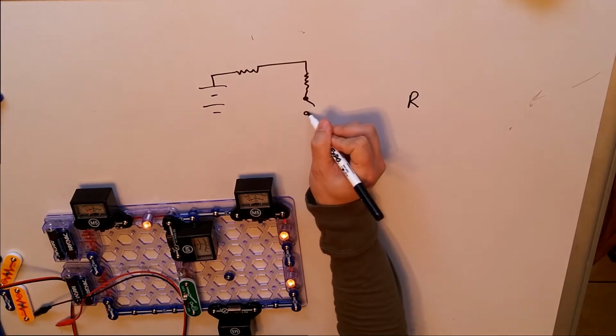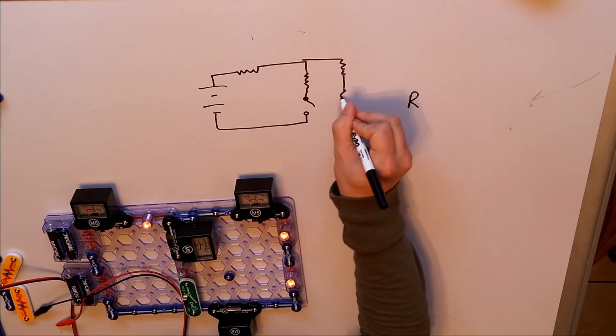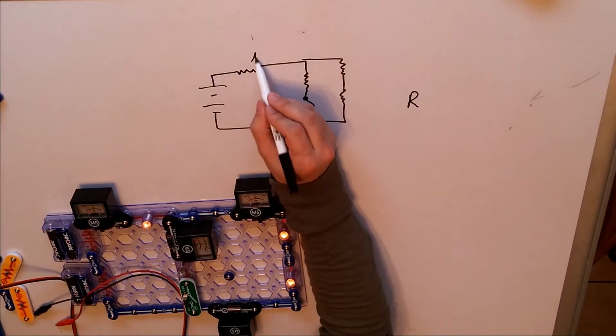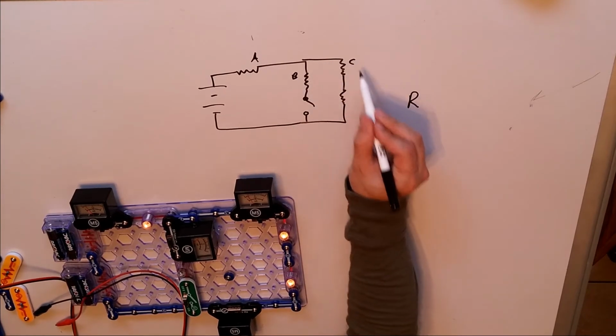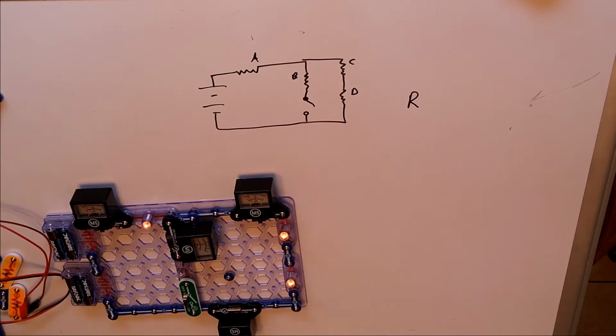I've got a switch here. And then I've got two resistors over here. Great. And all of them have a resistance R. We could call this one A, we could call this one B, C, and D. Great. Now, a common thing to ask is this: which one is the brightest?